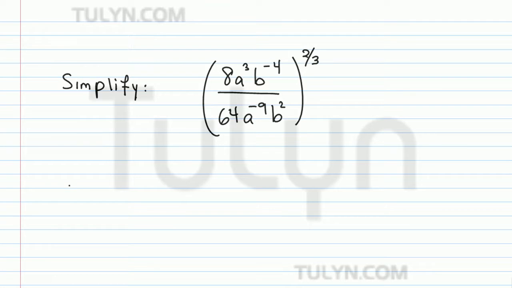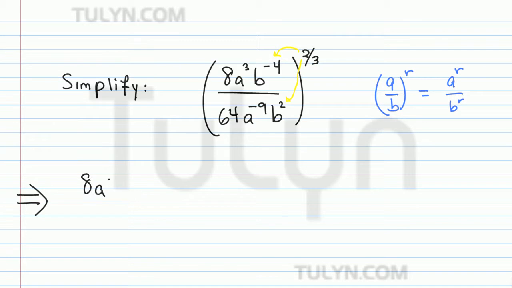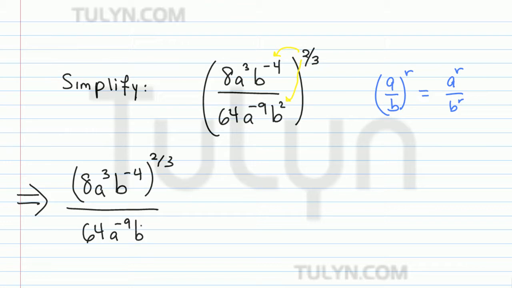So the first thing you should do is recall that when you have a quotient, a over b, and you're taking it to a power, you can distribute that power. In particular, you can distribute this 2/3 to the numerator and to the denominator. So our first step is we're just going to rewrite this and distribute this outside power to the numerator and to the denominator. Alright, so not so bad.